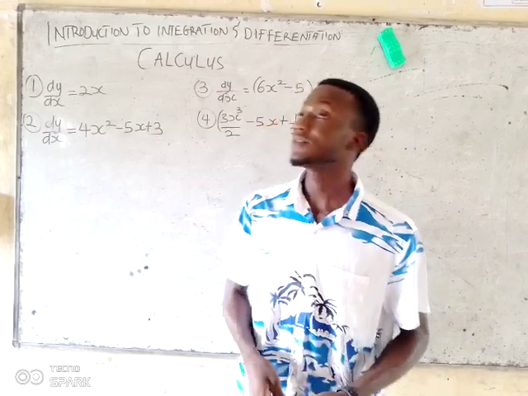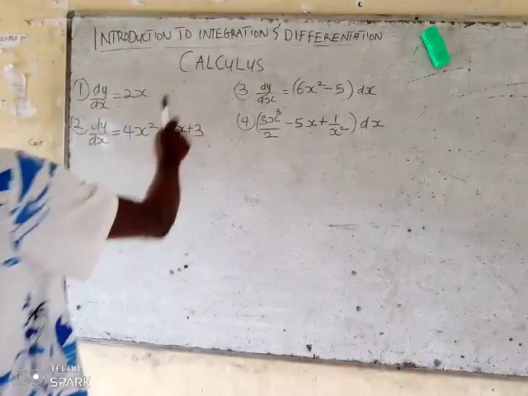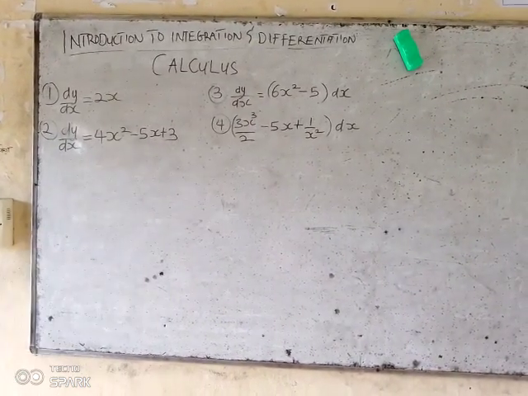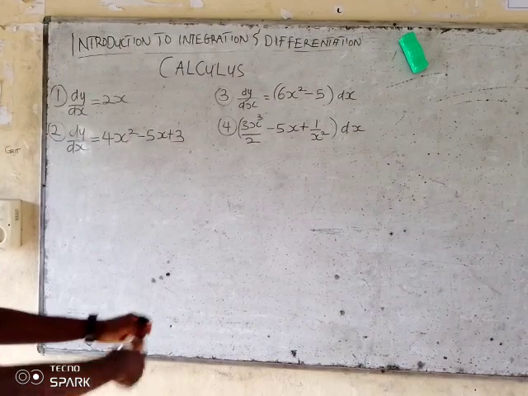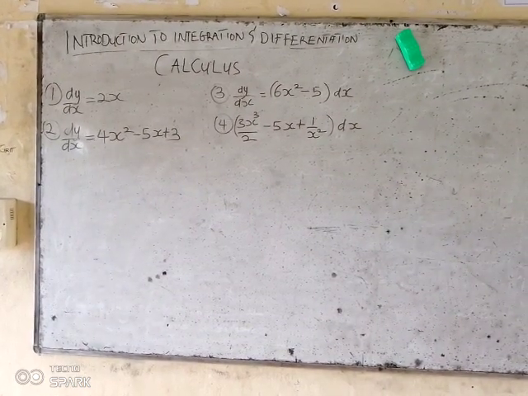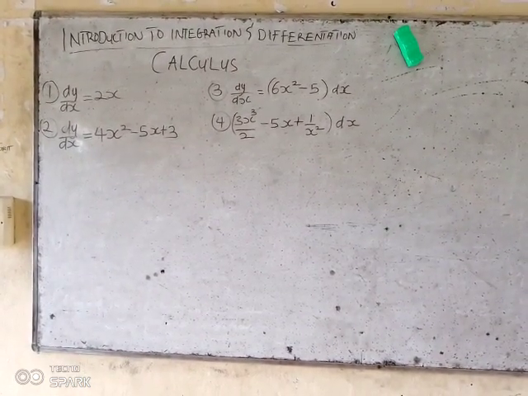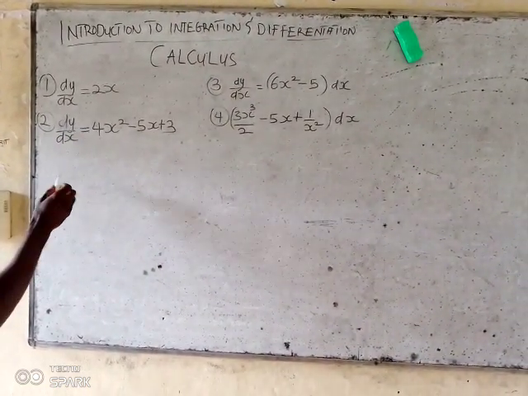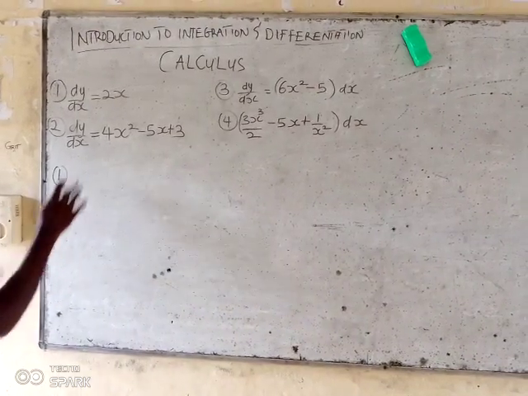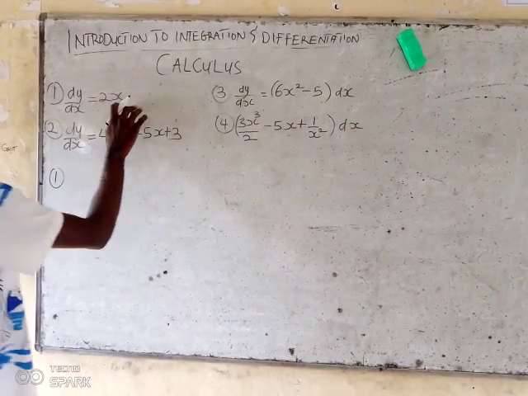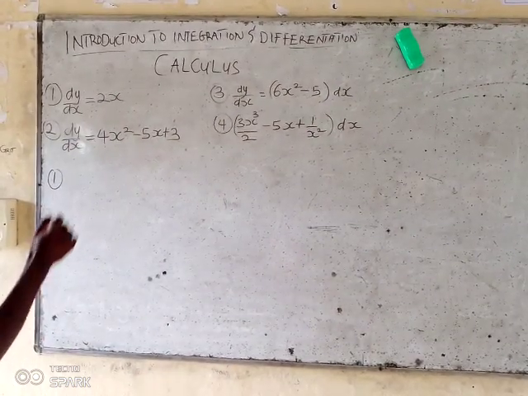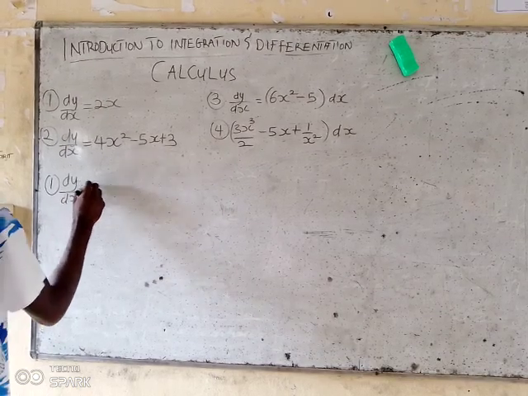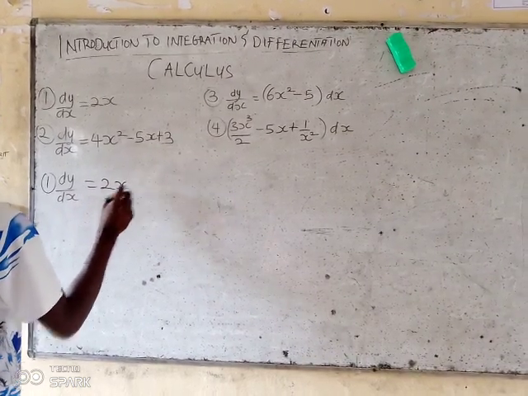So today we are going to be dealing with a major concern of calculus, introduction to integration and differentiation. We have a problem on integration. We have 4 problems here, and we are going to solve them equally. Number 1: we have dy/dx equals 2s. We have to integrate this, dy over ds, by the right hand, equals 2s.